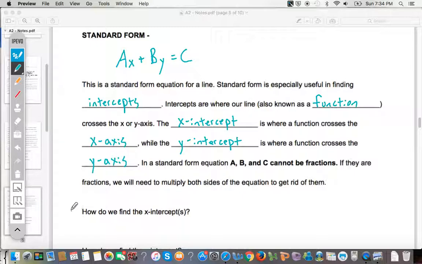Okay? It's important to note here that in a standard form equation, a, b, and c cannot be fractions. Okay? If they are fractions, we will need to multiply both sides of the equation to get rid of them. And that might be easier to visualize once we do an example.